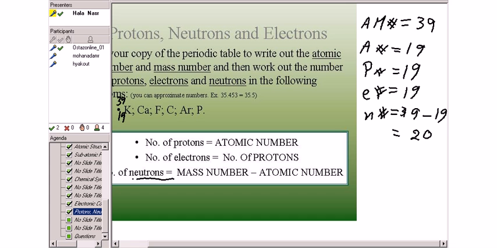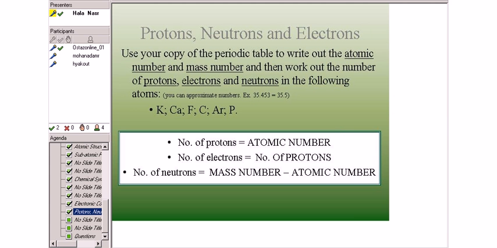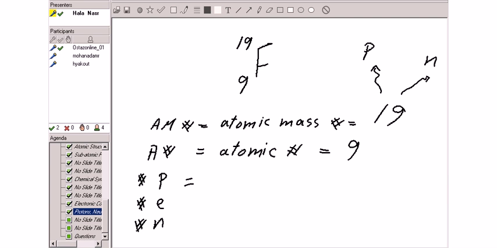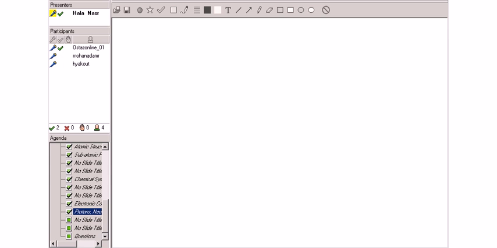Now, who can do the second example? I don't mind making mistakes. This is how we learn, as I said. Please try. Well, let's try Mohammed. Calcium. Mohammed, calcium, it is 20, 40.